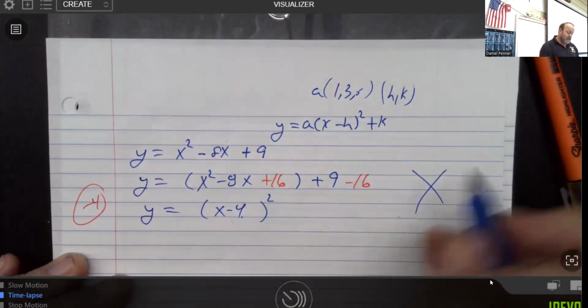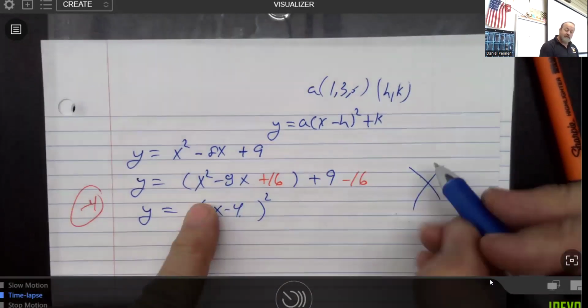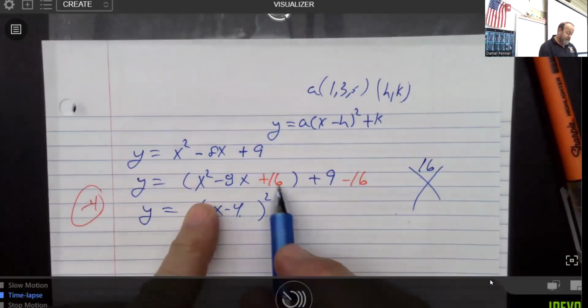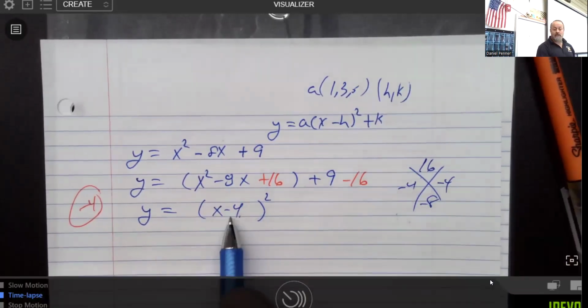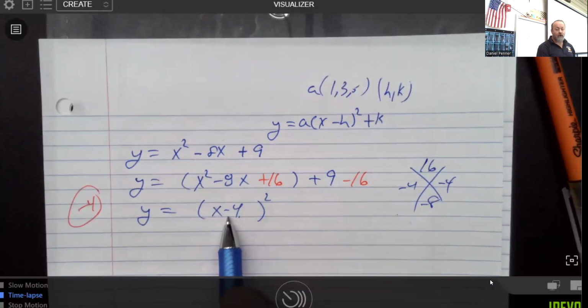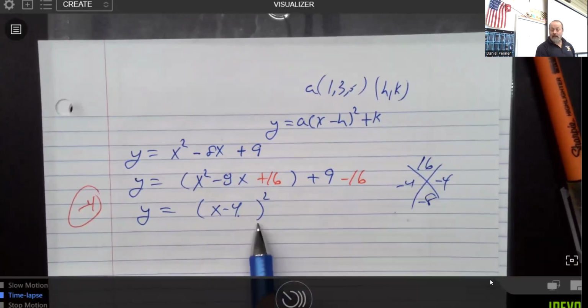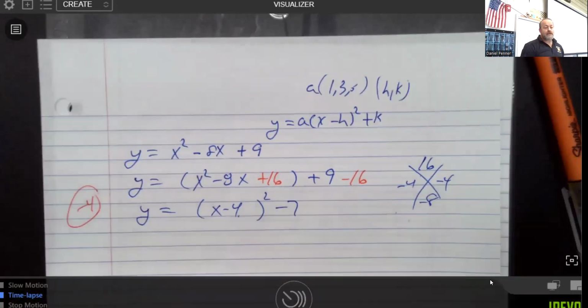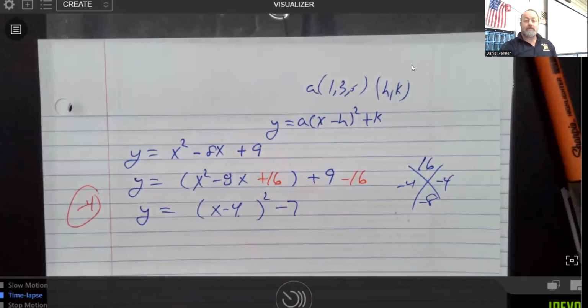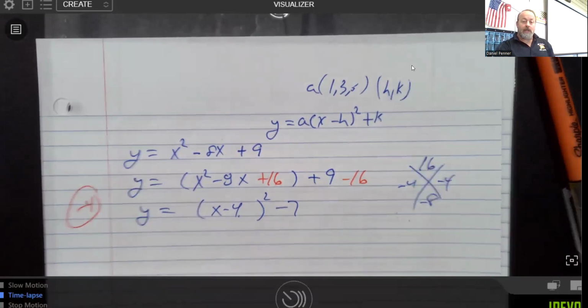And to remind you, remember a times c is 16, right here. This number is 8. And to get that, you'd have two -4s, which is x minus 4 times x minus 4. I didn't need to do this because I designed the problem to do that. And I got a -7. Now that actually puts me in a good place. So hopefully I did okay.